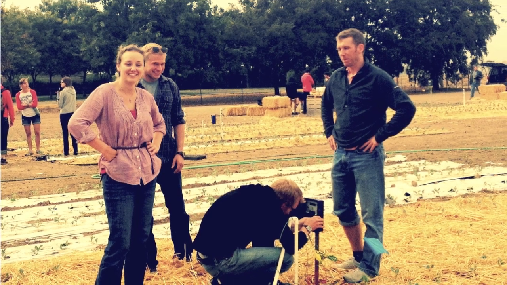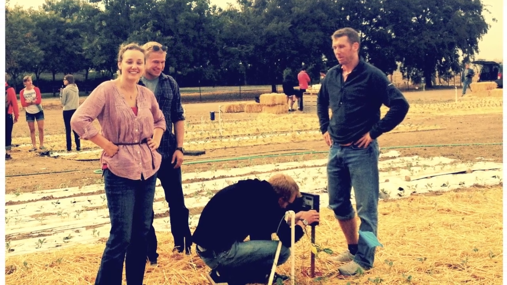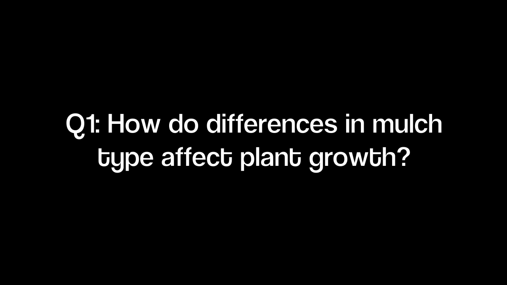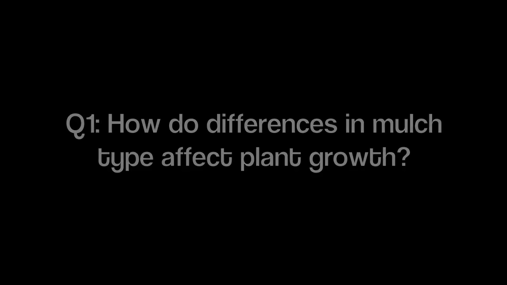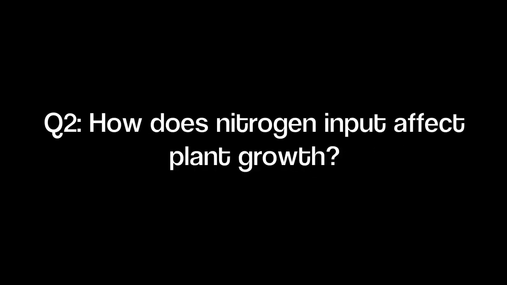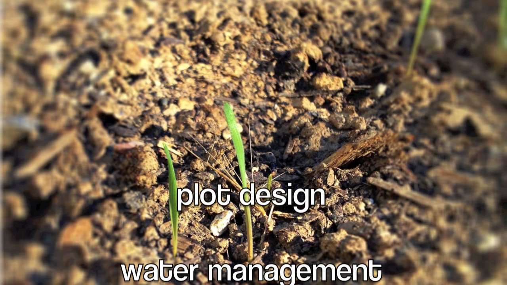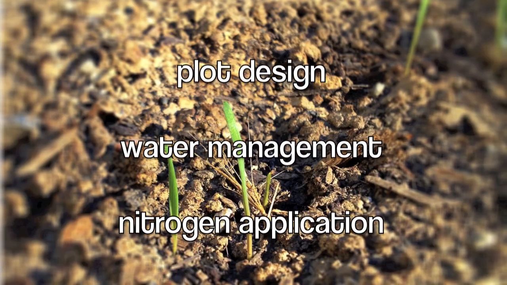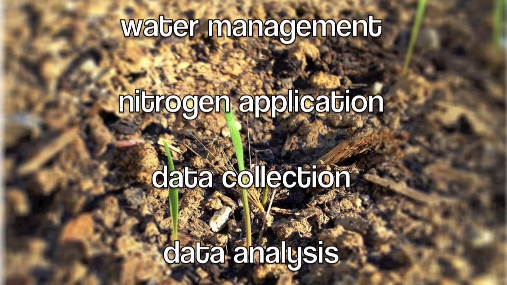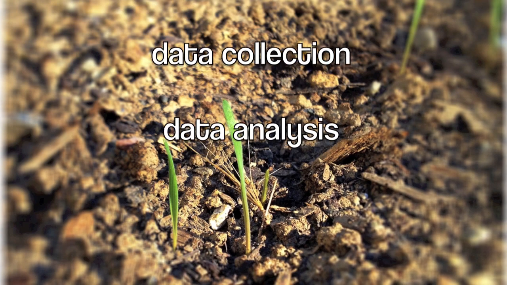We executed this project with two guiding questions. First, how do differences in mulch type affect plant growth? And second, how does nitrogen input affect plant growth? To answer these questions, we will examine data we collected for plant weight, plant height, and canopy cover. This video will discuss our plot design, water management, nitrogen application, data collection, and finally, our data analysis.